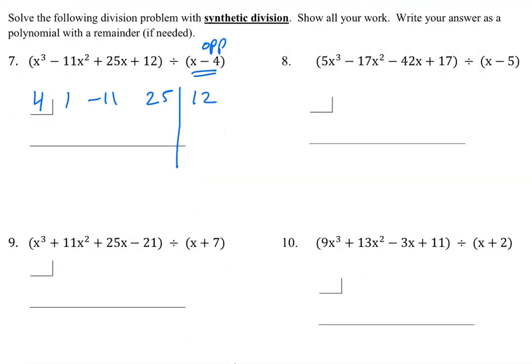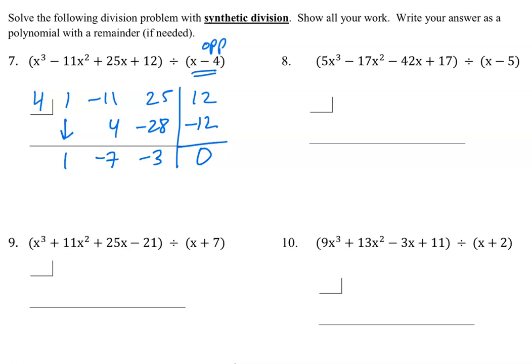Now, here's my synthetic division. Bring that down. 1 times 4 is 4, so that's -7. -7 times 4 is -28, so that's -3. And -3 times 4 is -12, so that's 0.